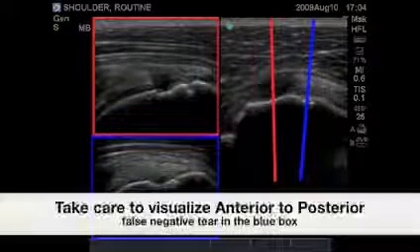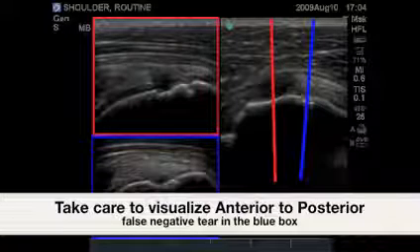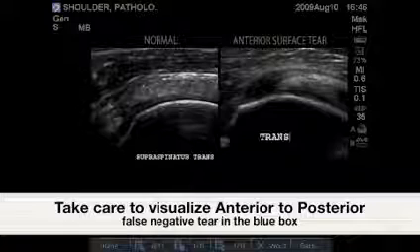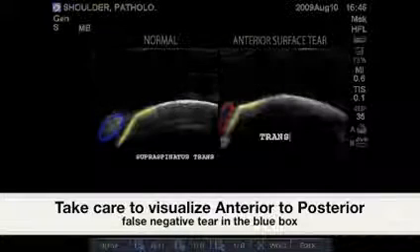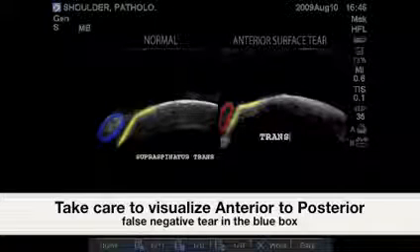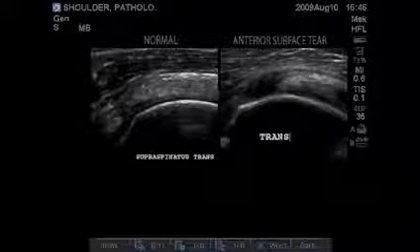in profile. Scanning too posteriorly may reveal a falsely normal rotator cuff as demonstrated in blue. Here is a corresponding normal rotator cuff with a normally situated bicep tendon highlighted in blue where the dislocated is in red. In this case, a long axis greater tuberosity would be a better landmark.